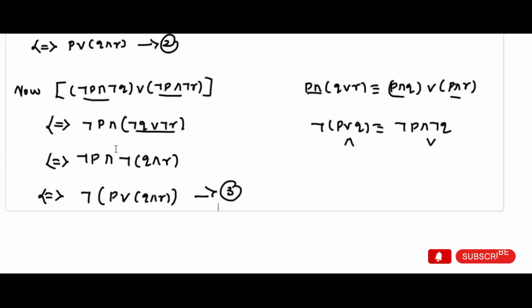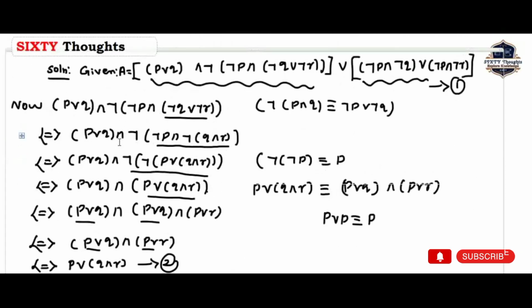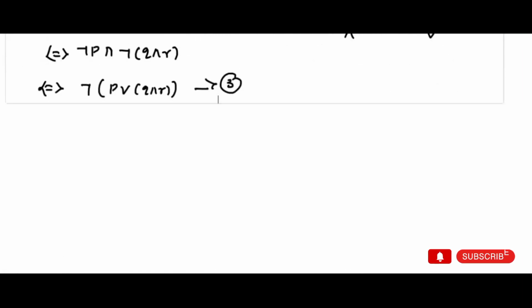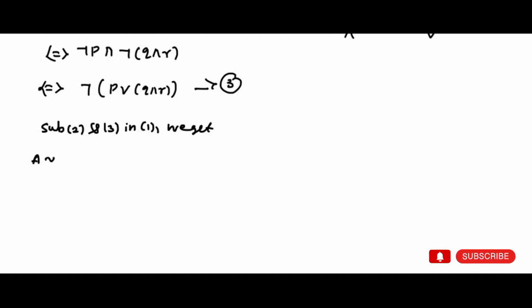Substitute equations 2 and 3 in equation number 1. What is equation number 1? This is our equation number 1, right? So already we consider equation 1 as capital A. Okay. So now I am going to substitute equation 2 and equation 3 in equation number 1. So we get our final answer. Equation number 1 we consider as A. A is nothing but the given expression.